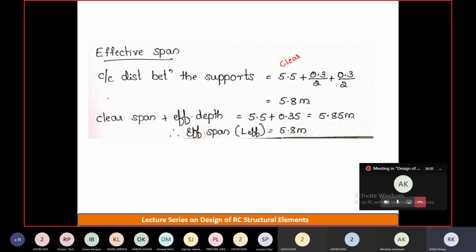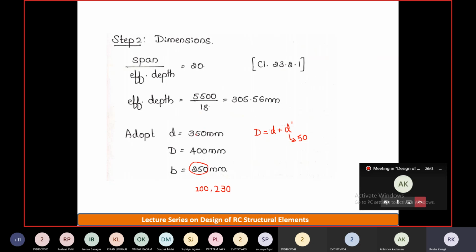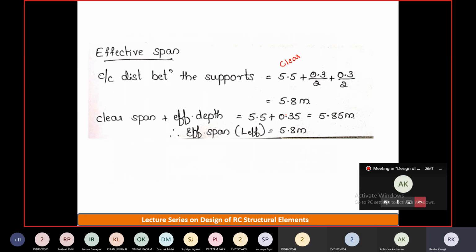Now one more criterion is clear span plus effective depth. Clear span is 5.5 meter and the effective depth we have considered is 0.35 meter or 350 mm. So the value is 5.85 meter.